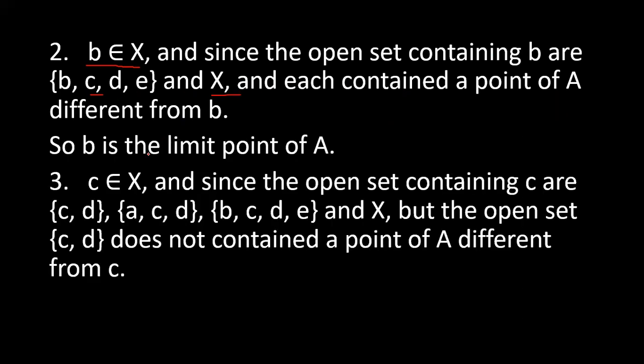Next, we will check c. c belongs to X, and the open sets containing c are {c, d}, {a, c, d}, {b, c, d, e}, and X. But the open set {c, d} does not contain a point of A different from c. If we take the difference of {c, d} with c, we will get d, and if we take the intersection of d with {a, b, c}, we will get the empty set. So it means that c is not an accumulation point of A.